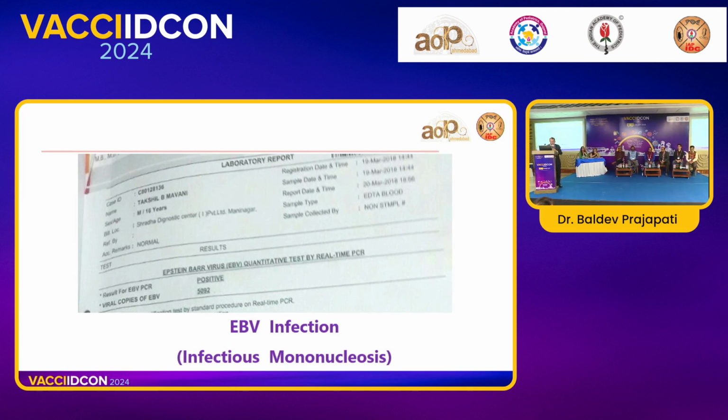This was later on somehow. First time it was negative. I don't know why it was not done properly. But the PCR for the EBV virus was positive, and that was the case of infectious mononucleosis. Last case, and I would say less than 2 to 3 minutes. Very short case.